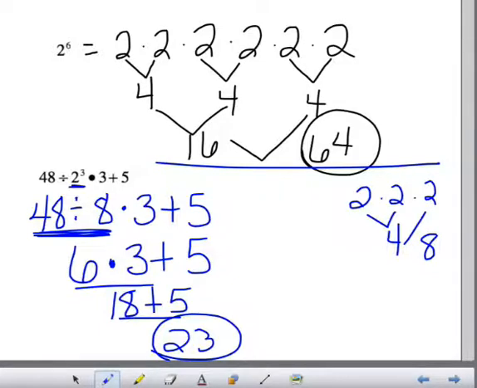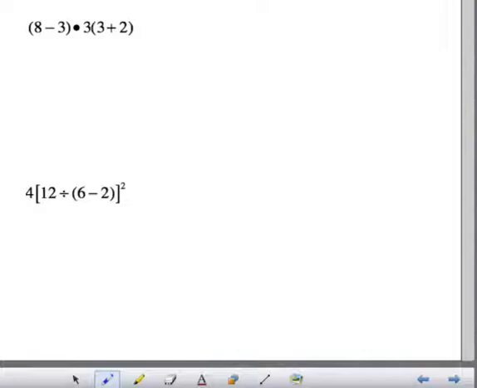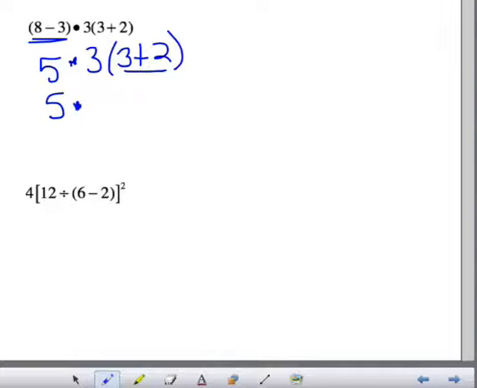Okay, some more examples. 8 minus 3 times 3 times 3 plus 2. Okay, again, following my order of operations tells me to do what? Parentheses. So I'm going to do my first parentheses. I've got several. So again, I'm just going to go left to right. 8 minus 3 is 5 times 3 plus 2. All right, again, doing my parentheses. 3 plus 2 is 5. So I've got 5 times 3.